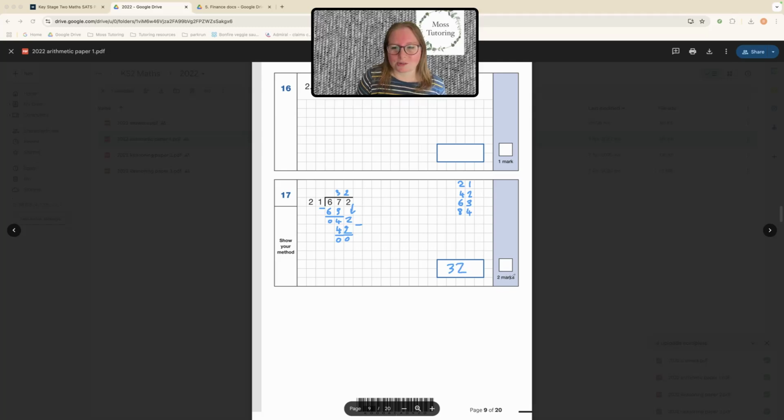Now, because that's a 2-mark question, we definitely need to make sure we're showing some sort of working. You can use short division as well. As long as you have some sort of working, and it even says show your method, then there's a possibility of gaining 2 marks for that question. Well done if that's the answer that you got.